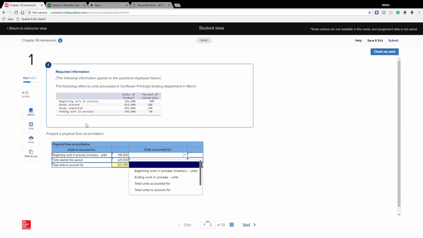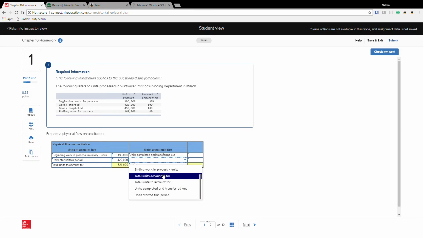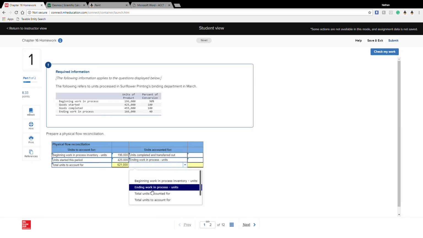Now we look at the past tense for accounted. And that gives us the units completed and ending work in process. Okay, and again, don't forget your total. Total units accounted for, and fill in. Now, again, the goal of the reconciliation is to make sure that these actually balance. To make sure units that were started or haven't finished equal what has completed and hasn't finished in the month. So if we see them both the same, we probably did a good job.